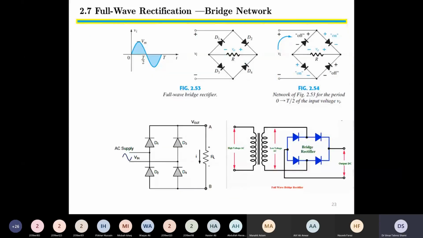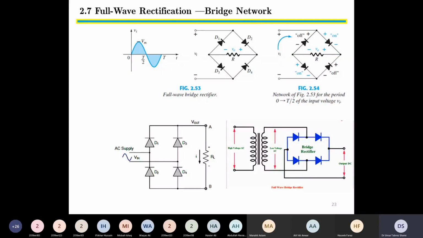Then we came to full wave rectification. We learned two circuits. The first circuit consisted of 4 diodes, as we can see in the slide. This circuit is called the bridge network because it consists of 4 diodes. The convenience of using such a circuit is that we need a normal transformer. We do not need a specialized transformer, as we will see in a later case.